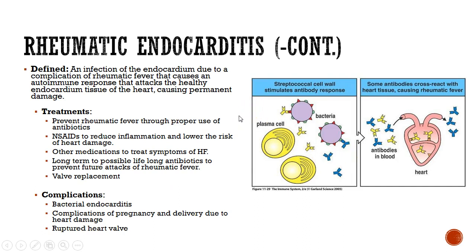Treatments: you want to help prevent through the proper use of antibiotics and fully finishing the course of antibiotics. NSAIDs to reduce inflammation and lower the risk of heart damage. If the patient is exhibiting any symptoms of heart failure, use those medications. And medications might be long-term, depending, to prevent further attacks of rheumatoid fever. And if there is damage of valves, a patient may need valve replacement. Complications: bacterial endocarditis, complications of pregnancy and delivery due to the heart damage, and ruptured heart valve.